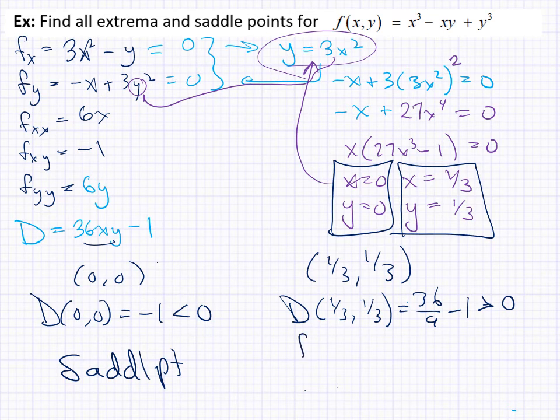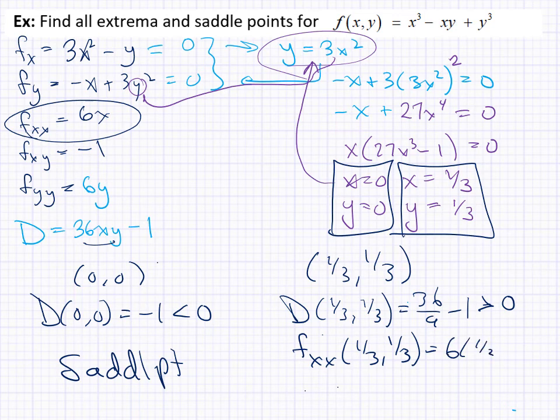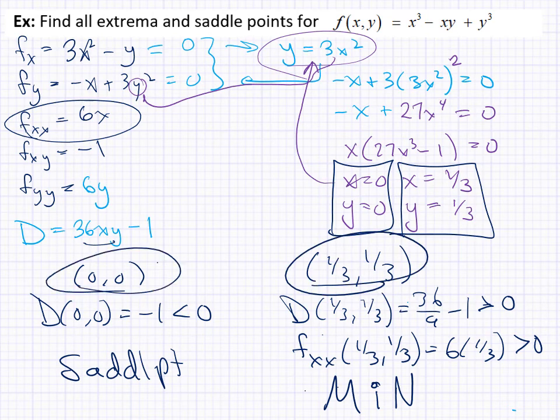So then I have to plug it into xx. And if this is xx, I'm going to get 6 times 1/3, which is also positive. So that tells me that this is a minimum. Oops, minimum. So I have a minimum here, and I have a saddle point here.